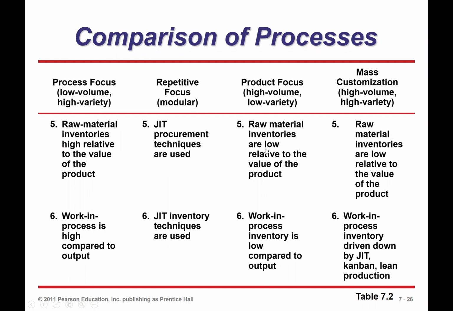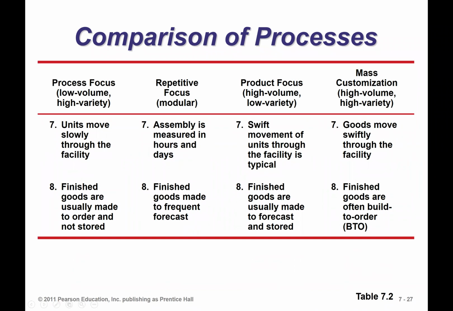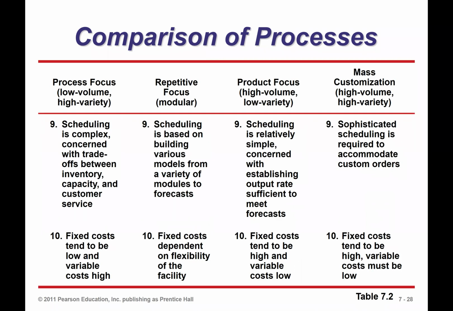The raw material inventories are low for the product focus, right, relative to the value of the product. Raw material inventories are low. And for mass customization, raw material inventories are low relative to the value. So for most of them, the raw material inventories are low, except for the process focus. Right? And when it's personalized, you guys can read through that and see the differences with the different processes.